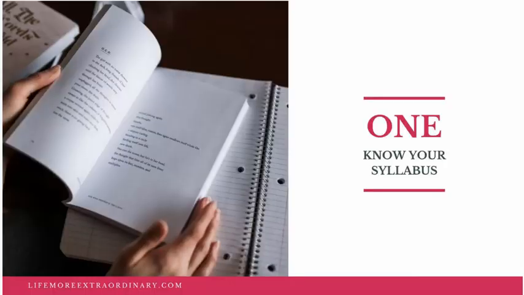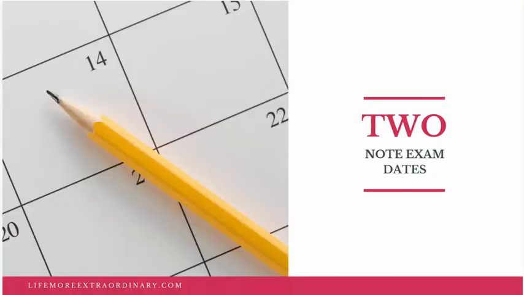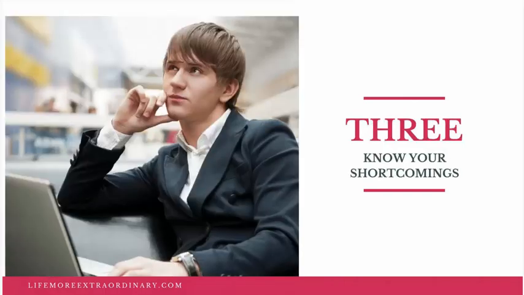So step 1 is to know your syllabus or specification, and you can easily get hold of a syllabus or specification for any GCSE or A Level subject from the exam board's website. So find out what exam boards you're studying from and get hold of those specifications on the websites. Step 2 is to make a note of your exam dates. So you actually need to know when your exams are and how long you've got to prepare for them.